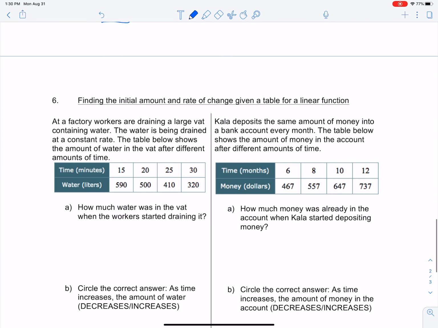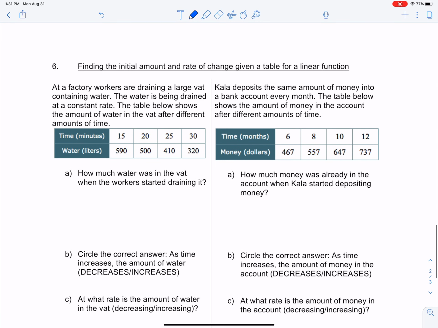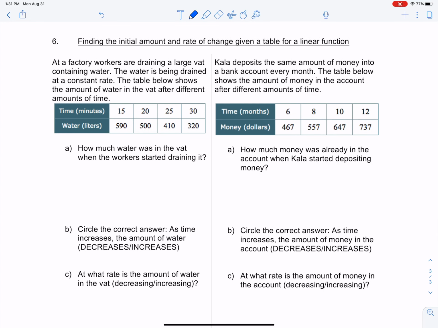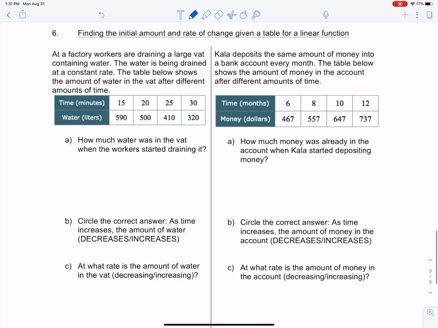Number 6, finding the initial amount and rate of change given a table for a linear function. Okay, so at a factory, workers are draining a large vat containing water. The water is being drained at a constant rate, so that's key, constant rate. The table below shows the amount of water in the vat after different amounts of time.